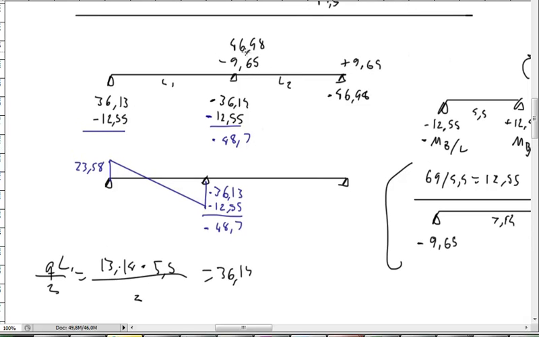Then we have 46.98 minus 9.65. Now it becomes, it should be plus, and this should be minus in order to make sense. Sorry, no. Like this, 46 minus, is equal to 37.33. 37.33. And then we're going to take from there to there. So the total of this is going to be minus 56.63.